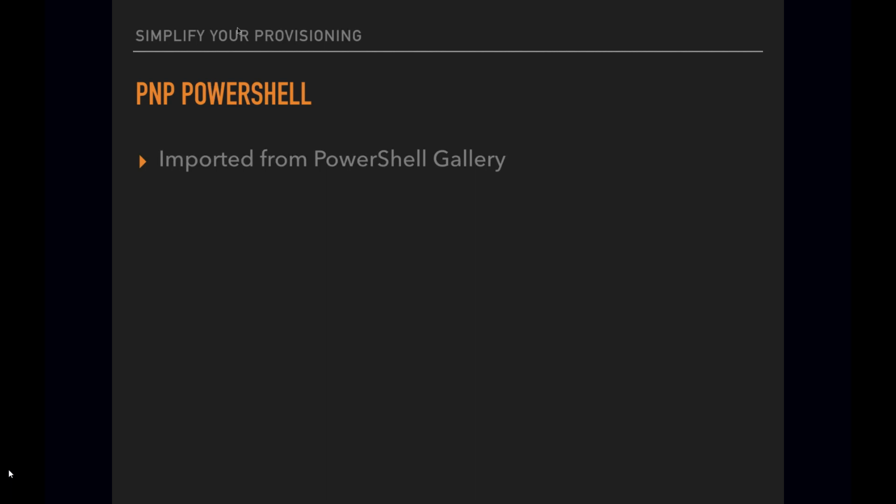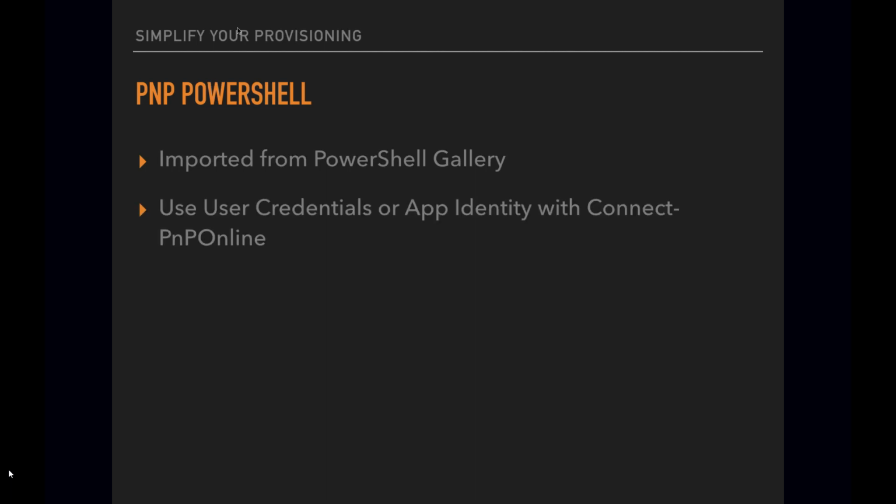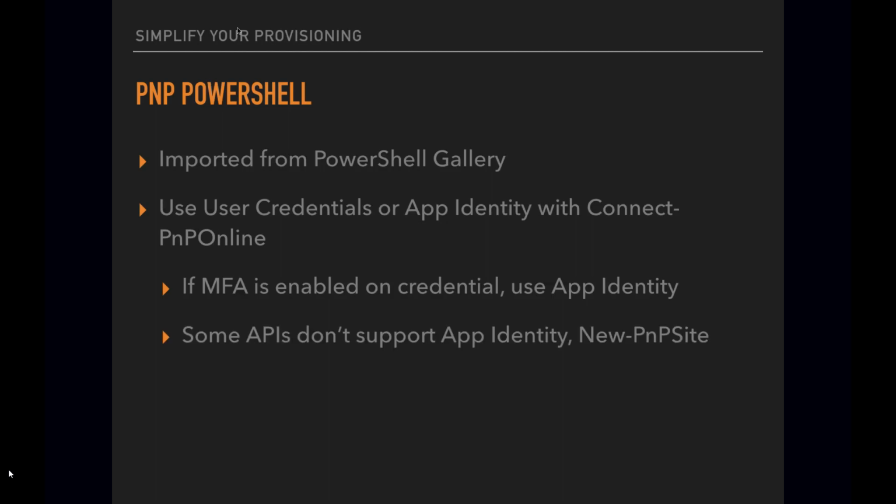So we use PnP PowerShell, which is imported from the gallery. Like I say, you can use user credentials or app identity to connect to SharePoint. If you've got MFA enabled on the account, you'll probably want to use app identity, because it's not an interactive session. You can't just put your details in as it wants to run. But if you do use app identity, a bit of a warning: there are certain cmdlets in PnP PowerShell that don't support app identity, such as the new PnP site, where you've got to connect as an actual user to execute that.